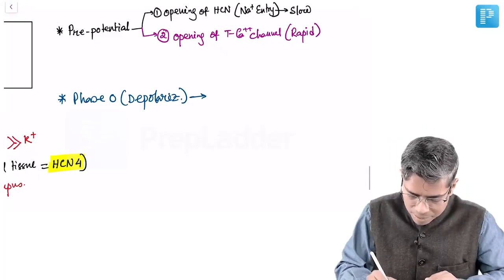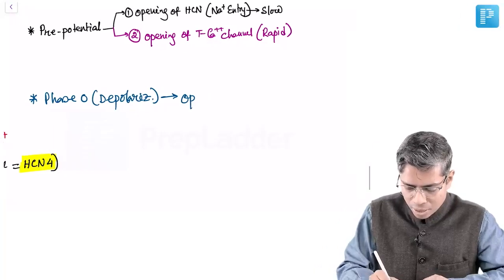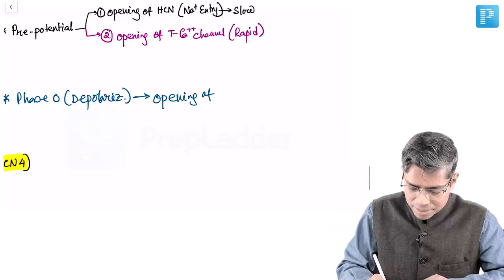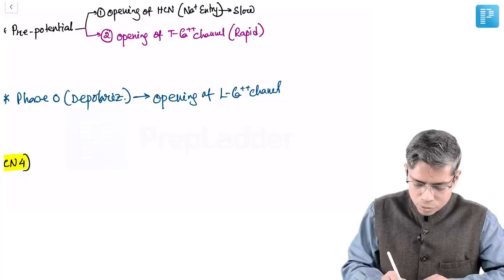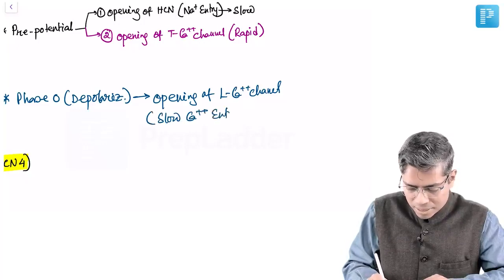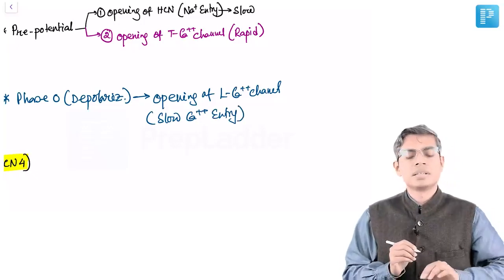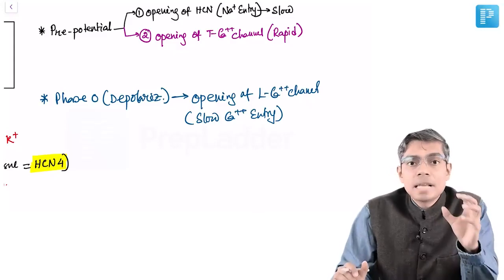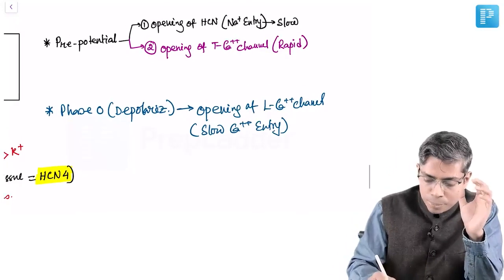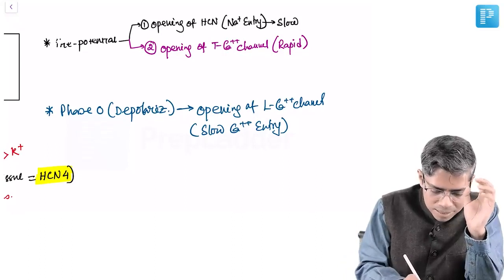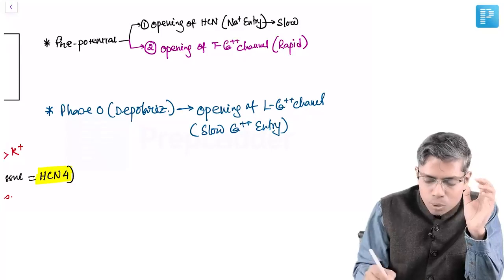What is the ionic basis? This is simply due to opening of voltage gated L-type calcium channel, through which slow calcium entry is occurring inside the cell, right? This is the ionic basis of phase number 0, or this is the actual action potential, because I told you the pre-potential is not the actual action potential. The pre-potential is basically a kind of local potential.